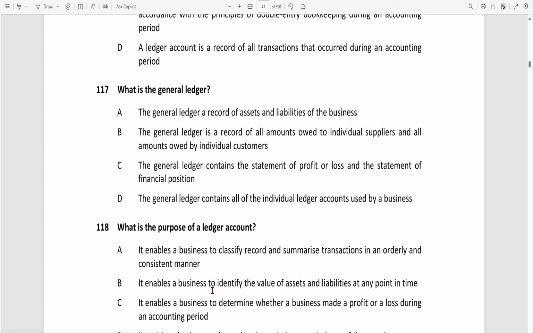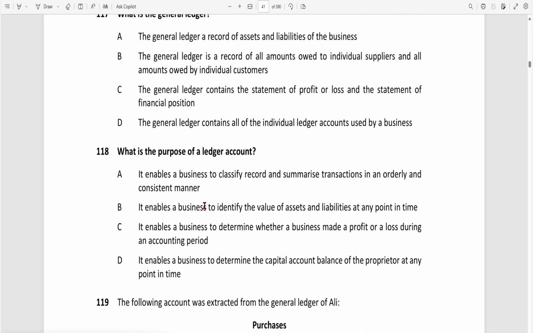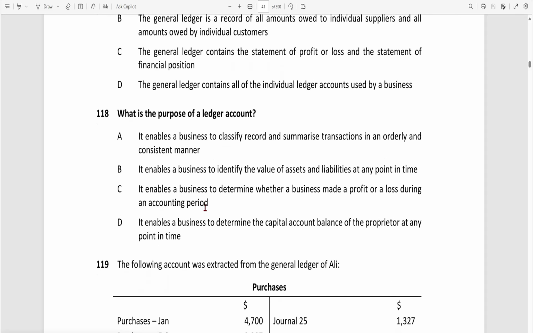Remember the rule of the double entry system: any transaction will have an impact on two accounts, right? So this is the definition of the general ledger. Moving to the next question, question number 118. What is the purpose of a ledger account?